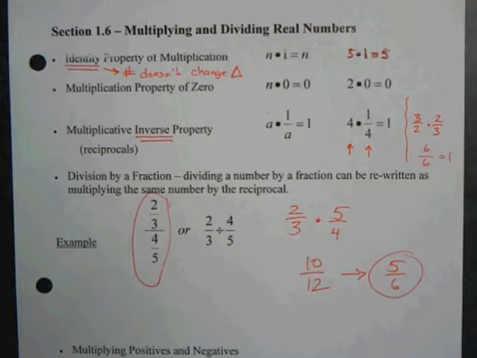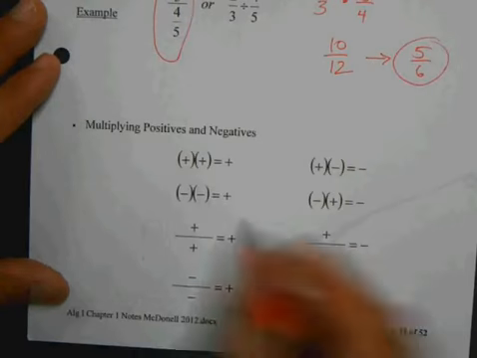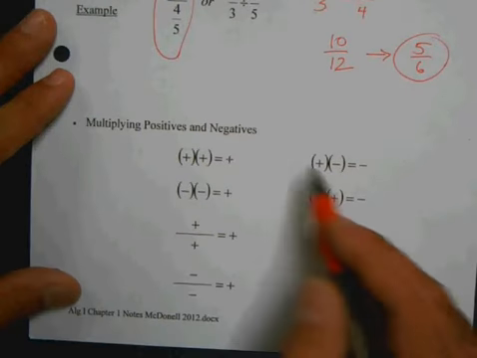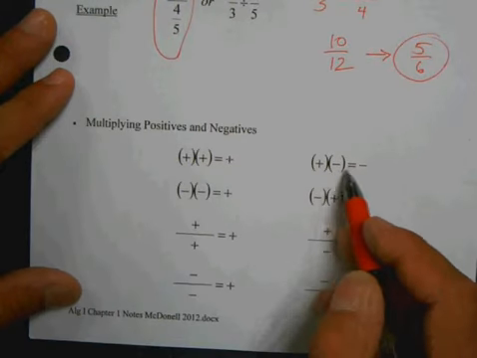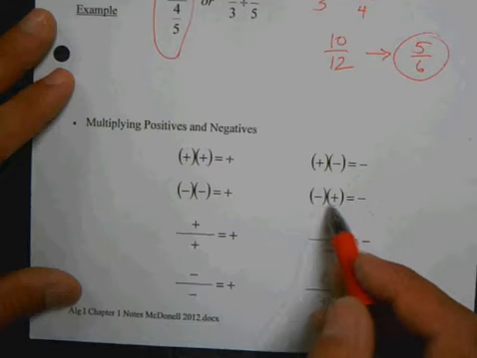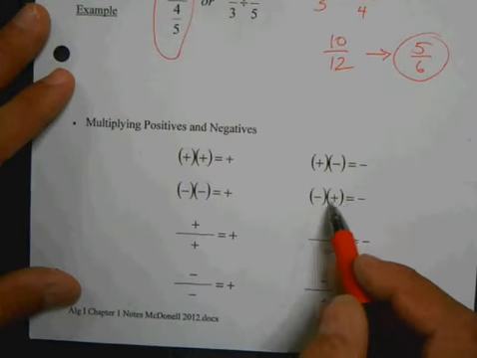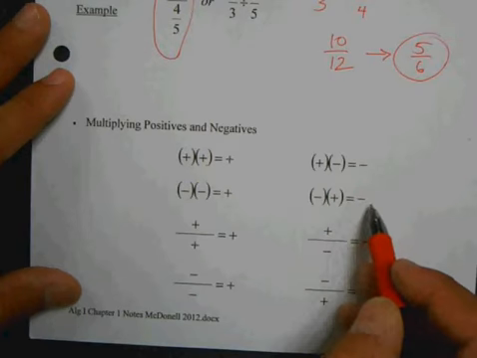All right, down at the bottom, some simple questions. A positive times a positive is a positive. A positive times a negative is a negative. A negative times a positive is a, careful, look at the screen, is a negative.